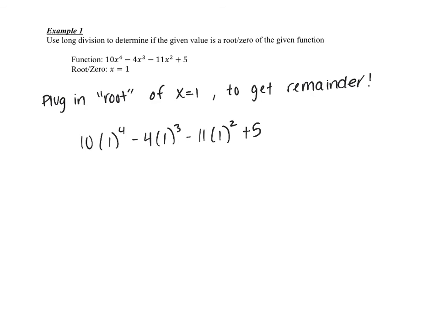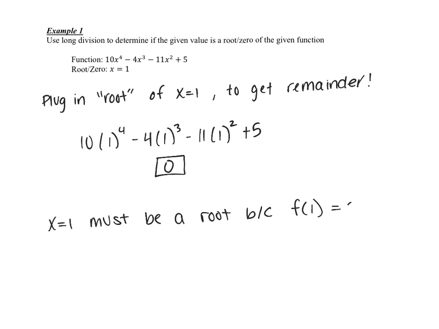Okay, so we get 0. So what that tells us is that x equals 1 must be a root because f of 1 in fact equaled 0. 0 would be the remainder if we did long division with x minus 1, the opposite sign. So I know it says use long division, but this is called the remainder theorem where we could actually get the answer more quickly, especially if the directions don't tell us to use long division. Then we can use that instead.